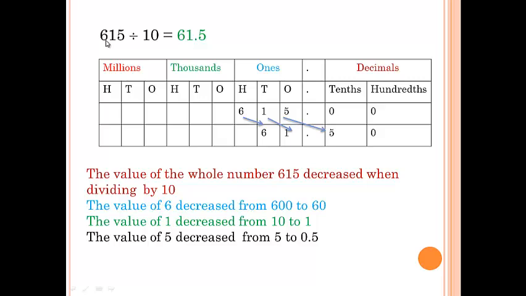The value of 6 before is 600. Now change it into 6 in the tens place. 60. Read the number. The value of 1 decreased from 10 to 1 in the ones. 61.5. The value of 5 is also decreased. 5 in the ones place to be 0.5, a part of a whole.